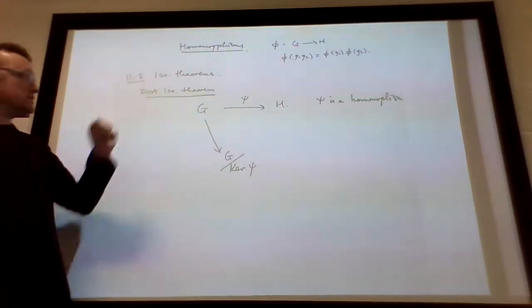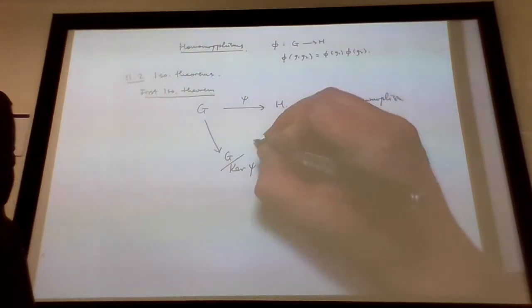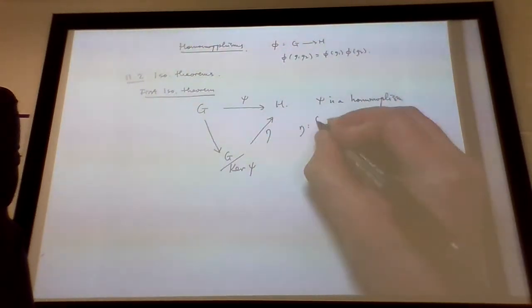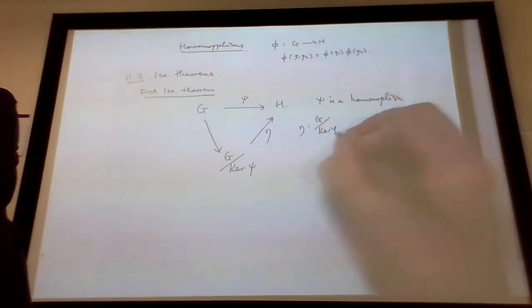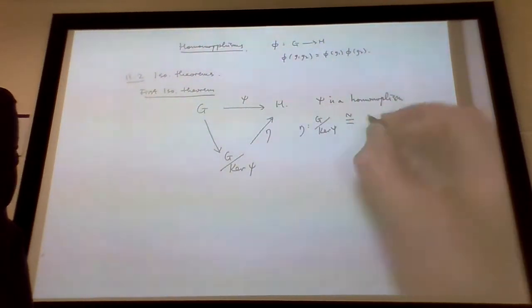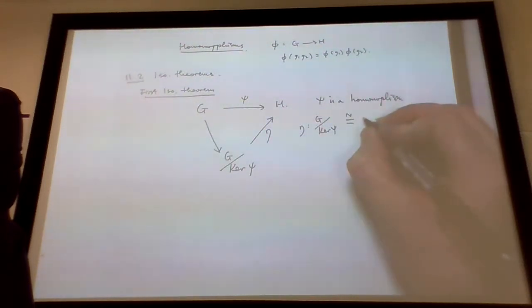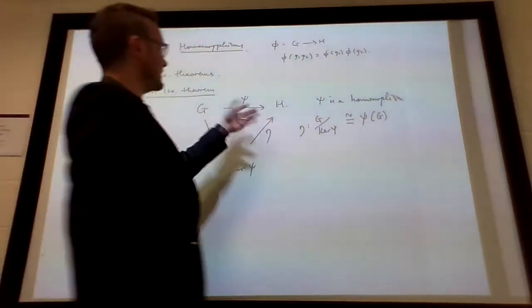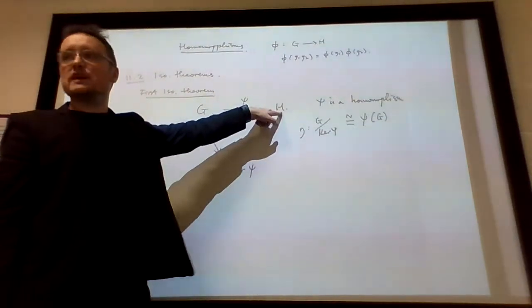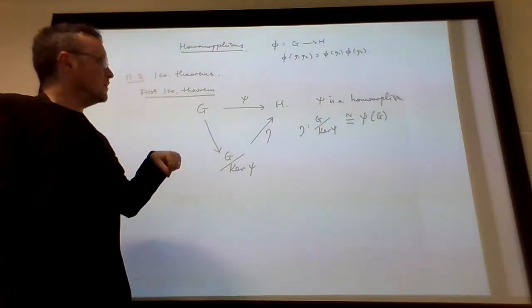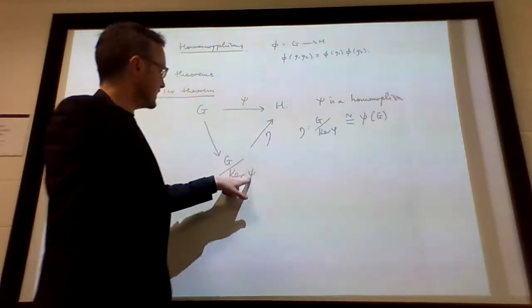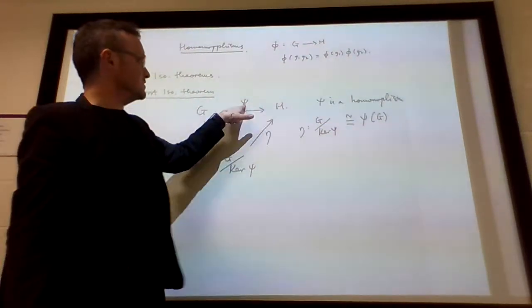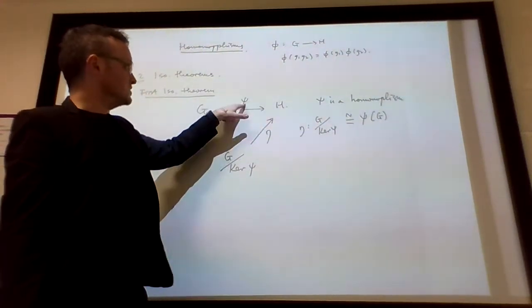So this is the setup for the first isomorphism theorem, and then the conclusion is that there exists a map here called eta, and eta goes from the factor group G mod the kernel of psi, and it's an isomorphism. It's injective onto the image of G. So the image of G may or may not be all of H, depending on whether psi is surjective or not. But there exists this map which goes from this factor group isomorphically to the same subset of H that is the image of G under the map psi.